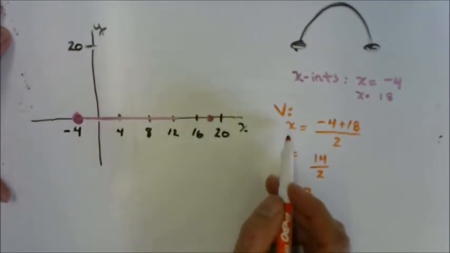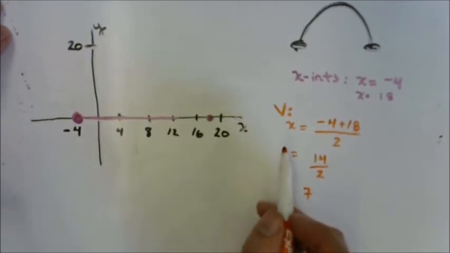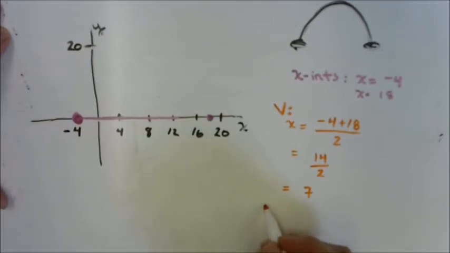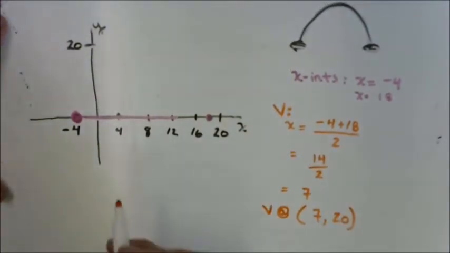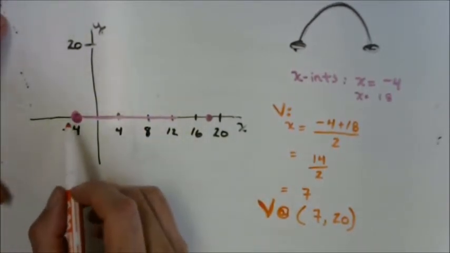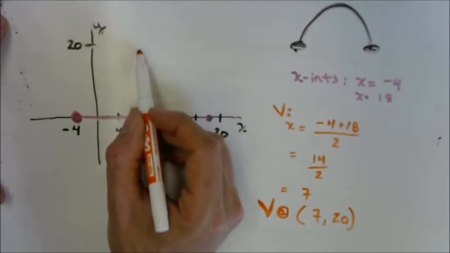Now, we don't have an equation yet, so we can't actually just sub this in and find the y-coordinate. But didn't it kind of give us the y-coordinate in the question? Didn't it tell us how tall the parabola was? The arch is about 20 meters tall. So we know we have a vertex at (7, 20). We can go ahead and add that to our picture. We have a vertex at (7, 20).